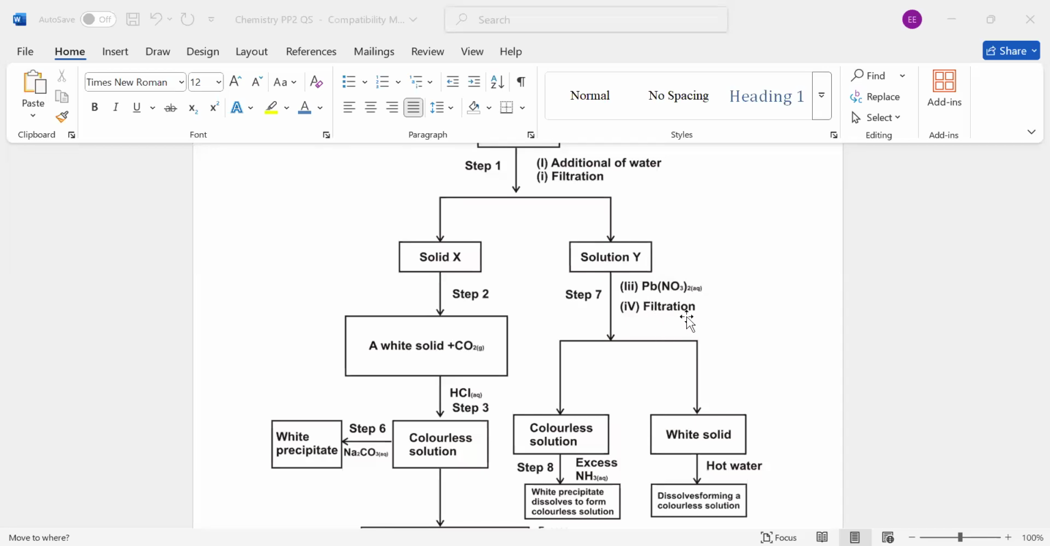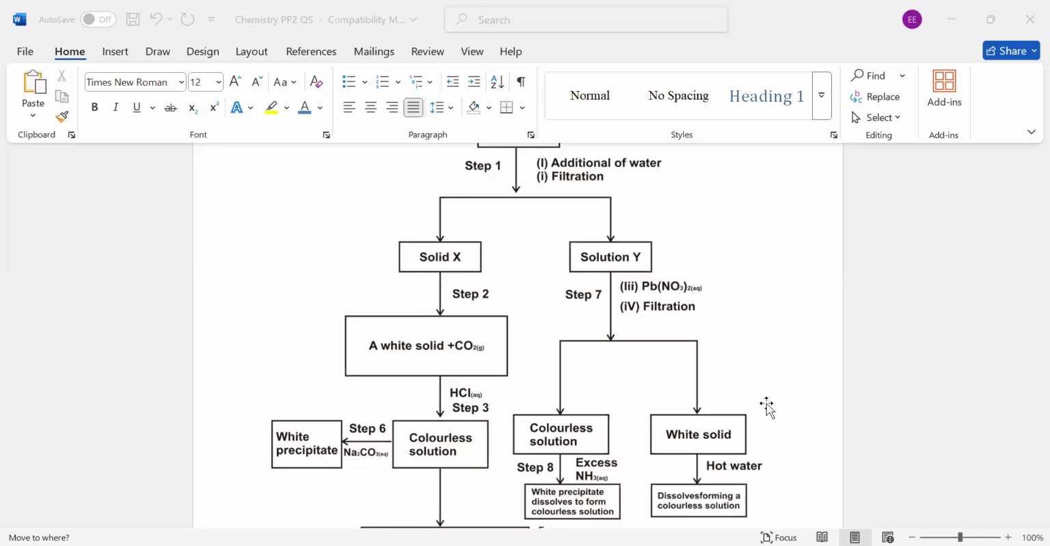Then we carry out filtration. And when we carry out filtration, we see a colorless solution and the solid. So this solid is what we're talking about. It can either be lead sulfate or lead chloride. But then when you add hot water, it means it dissolves. Which lead salts dissolve on warming?